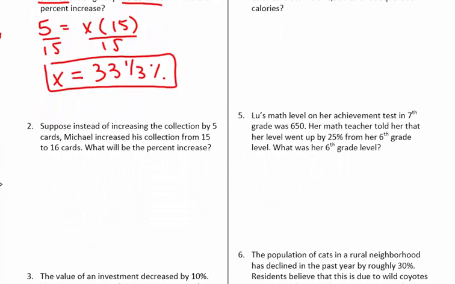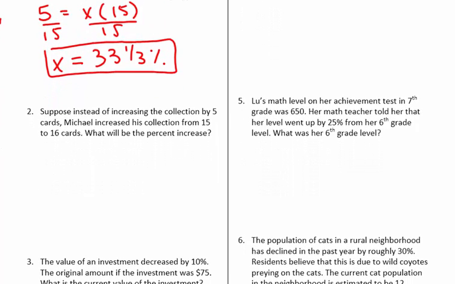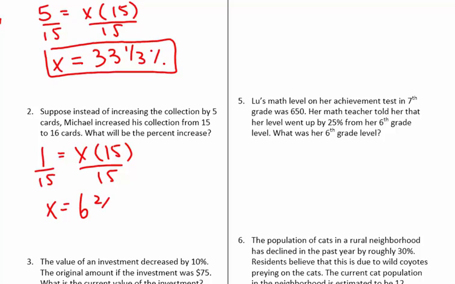Number two, suppose instead of increasing the collection by 5 cards, Michael increased his collection from 15 to 16. So the increase or decrease, or the change, was from 15 to 16. That's 1, that's the part. And his original amount of cards he had was 15. So now I would again divide by 15. So we get 1/15. And we get 6 2/3% increase.